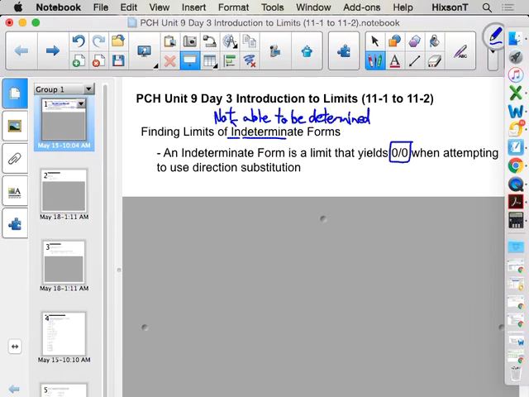Okay? Now that doesn't mean it's not able to be determined at all. It's just not able to be determined by direct substitution. Or you could say as easily as other limits. Alright, so what we have to do here is we have to consider some other strategies for handling ones like these.